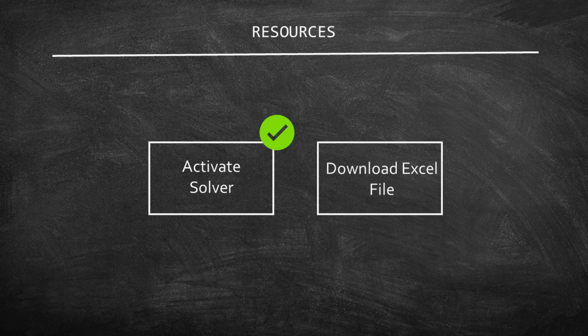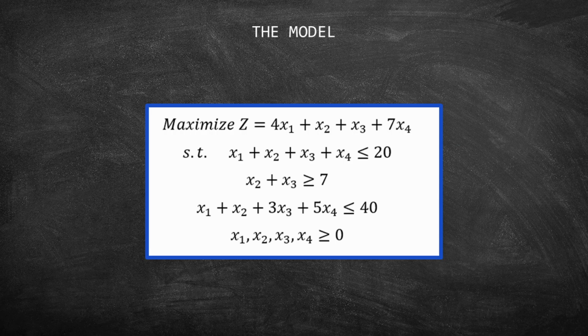The second resource that you need is a copy of the spreadsheet that I'll be using. You can download it on my website, and I will also leave the link in the description below. If you want, you can set up your model on an empty file. However, you may not have the same cell references. After downloading the file and opening it, you see the model that we are going to solve. It's a maximization problem with 4 non-negative decision variables and 3 constraints.